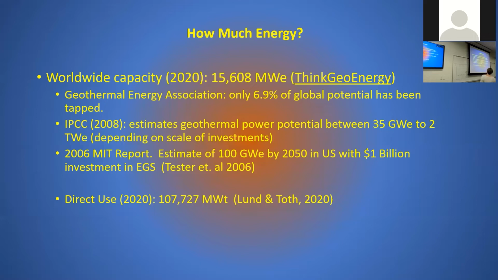The IPCC estimates much, much higher. And then there is the MIT report. They were definitely investigating the use of enhanced geothermal systems and these binary systems. They estimated a potential of 100 gigawatt hours. So you see a good 7 or 8 times that much if we invested in EGS.